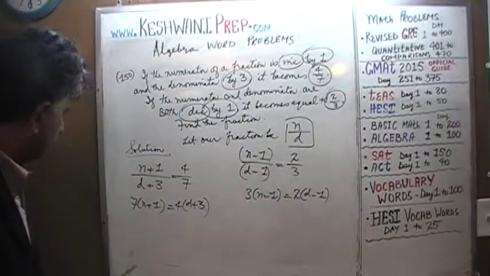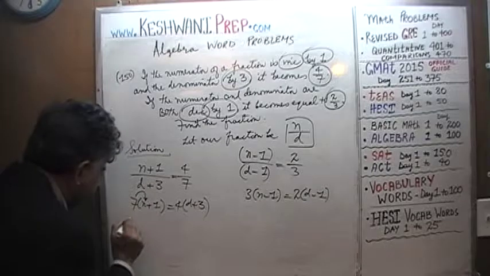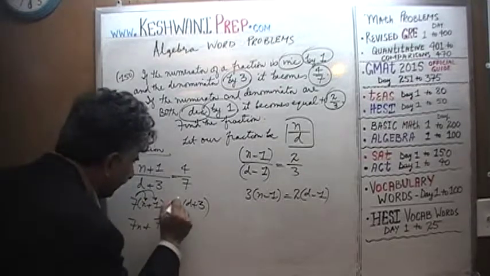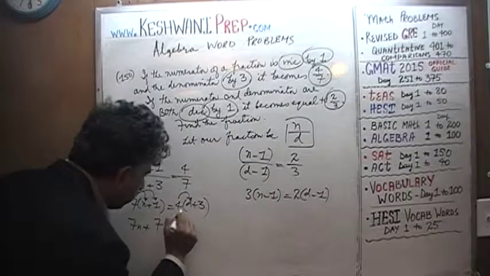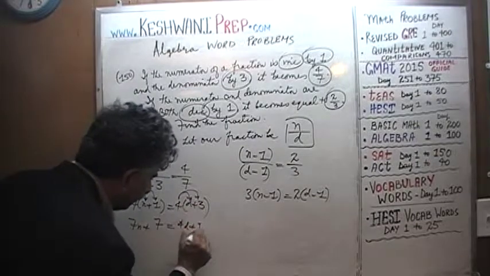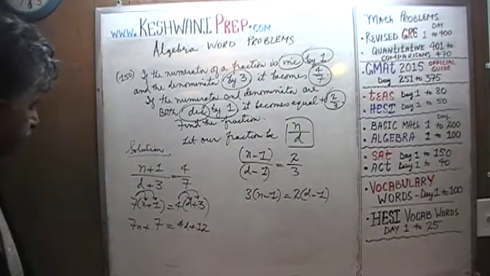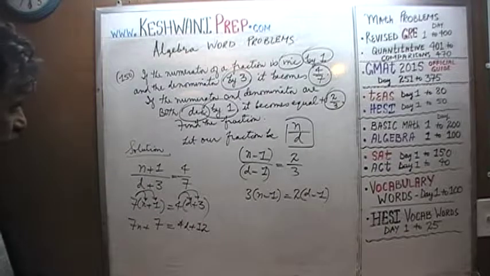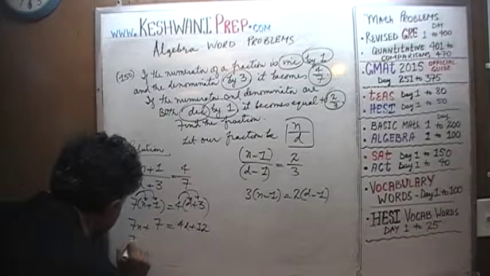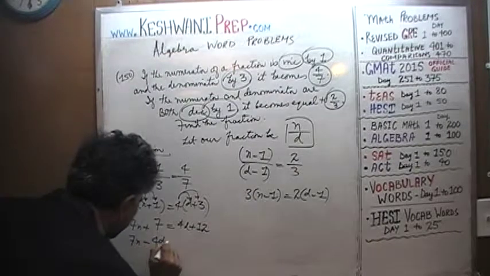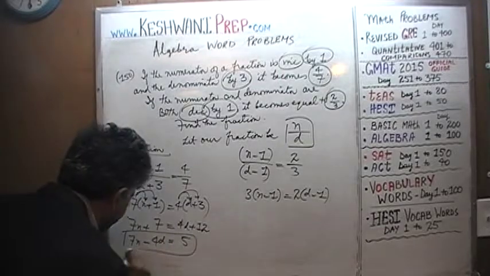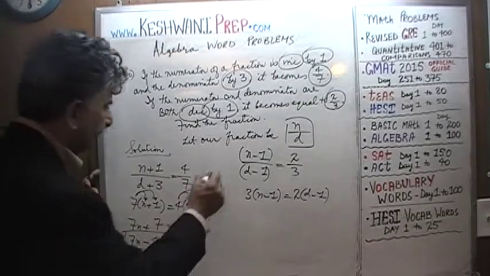Let's simplify it. So here we're going to get 7n plus 7 would have to equal 4d plus 12, 4 times 3. Let's bring the d to this side and the constant to that side. So we end up with 7n minus 4d equals 12 minus 7, that will be 5. That's our first equation. Let's see what we get out of this one.